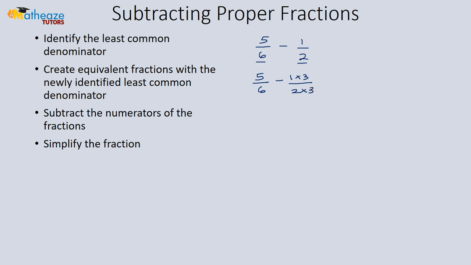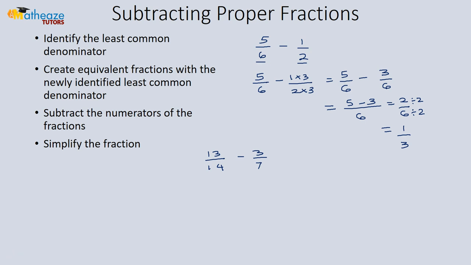So that's going to give us 5 over 6 minus 3 over 6. Now that we have a common denominator, we can just subtract the numerators. This is going to give us 2 over 6, even numbers, so we can safely divide by 2, which ends us with 1 over 3. One more example. Let's look at 13 over 14 minus 3 over 7.